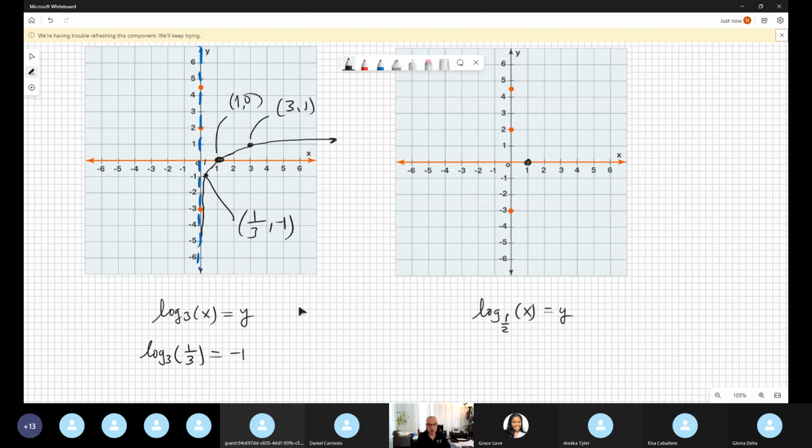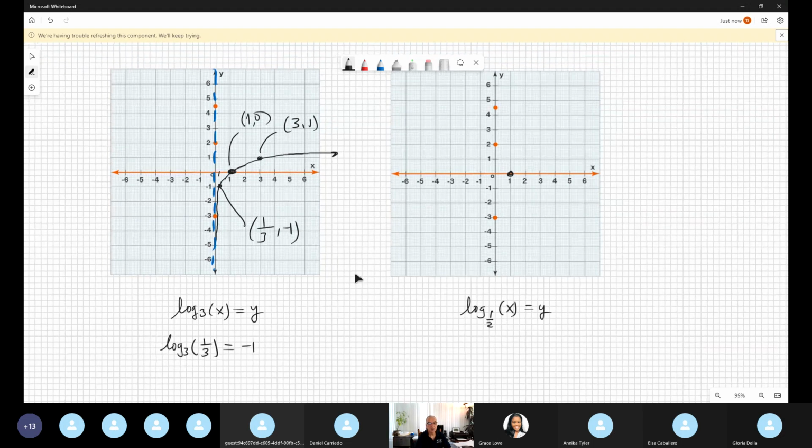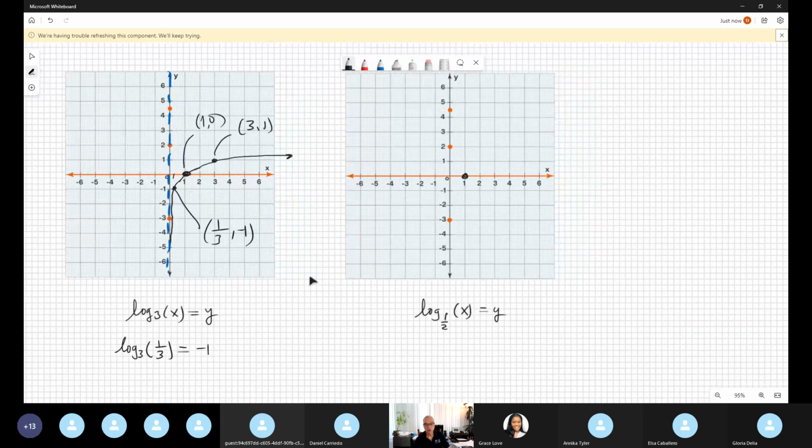The second is a little bit different. They behave differently because the base is less than 1. Just completely opposite signs, and now it's decreasing. So we plot the same point, (1,0). This is universal, cool.